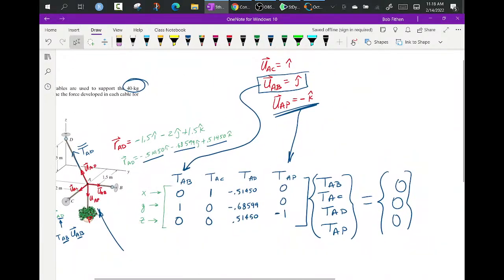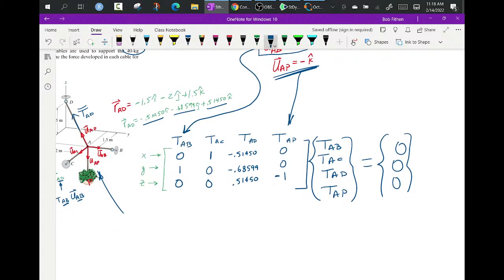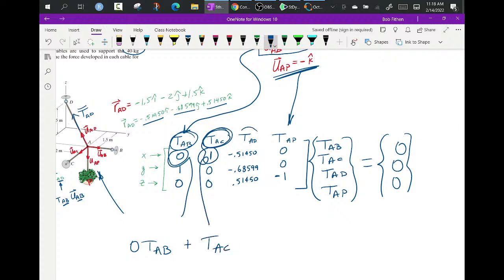Now, if you look at each one of these, believe it or not, you've got 3 equations here. And I hope you know how to multiply this out. So if you want the first equation, you take this number times that and list it. So 0 times TAB. Then you take this number times that number and list it, plus TAC. You take this number times that one, and you list it.